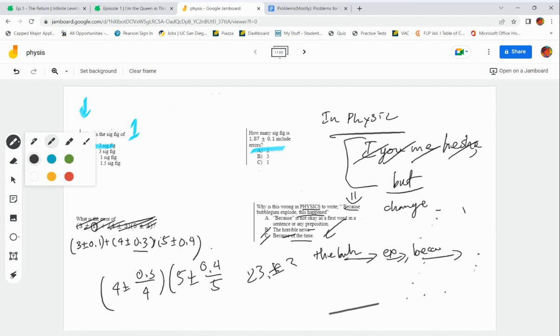It's obviously A. Sorry, it's obviously A. This question is awful. I need to change this. This is the most awful question I've ever made.